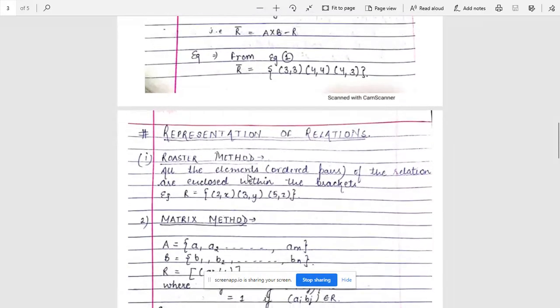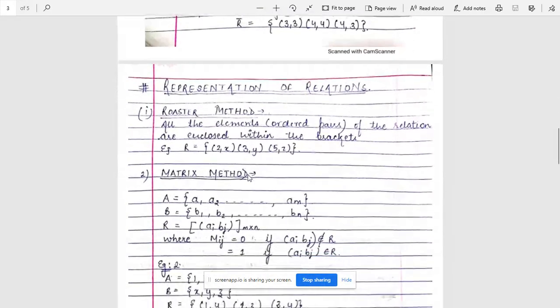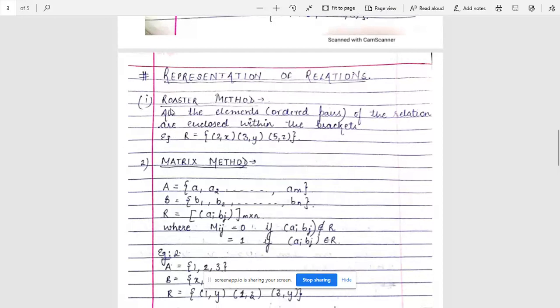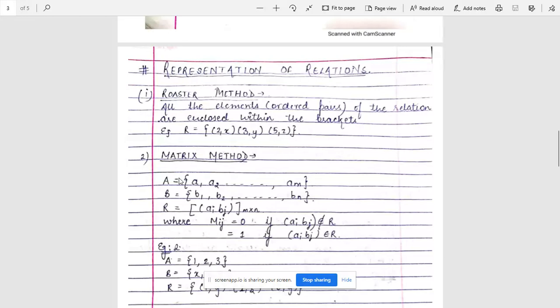Now come to representation of relation. There are so many methods. Here we will see the first method, that is roster method. As you have already seen, R equals (2,x), (3,y), (5,z), it means your relation is defined. Here the first set has elements 2, 3, 5 and the second set has elements x, y, z. So this is the set. Now second method, that is matrix method, which is very important. You must know all of this.